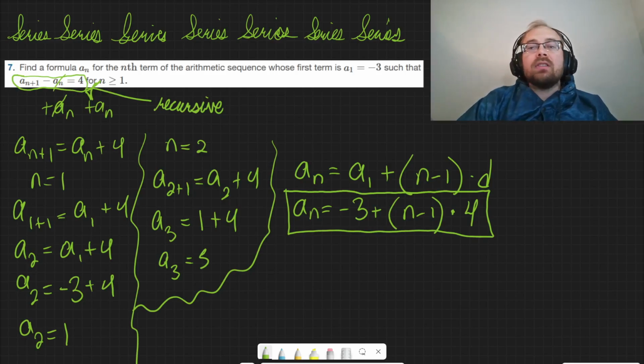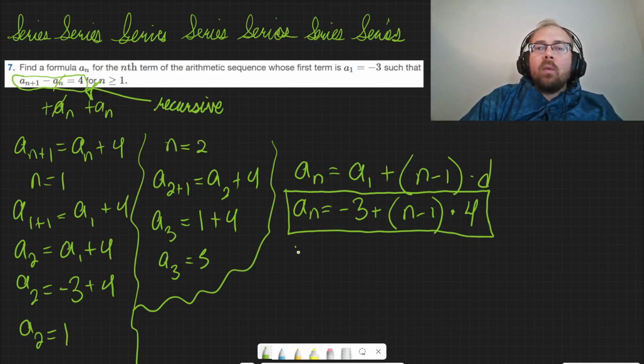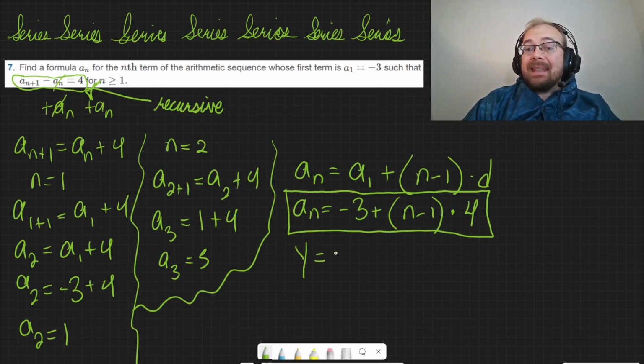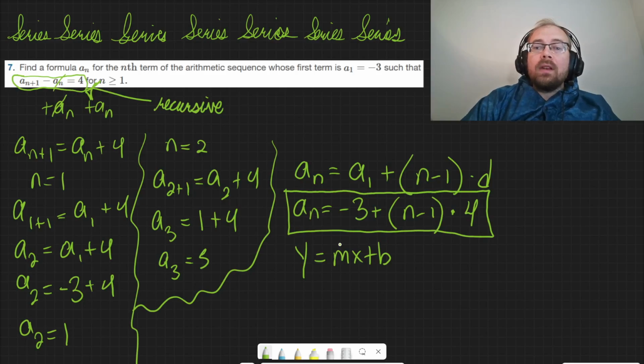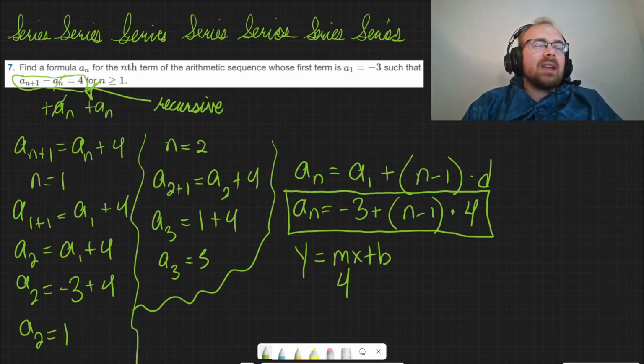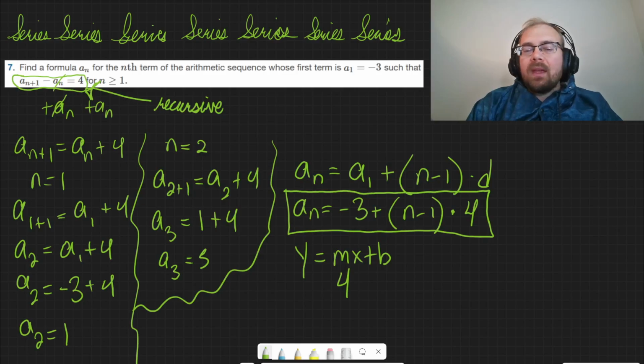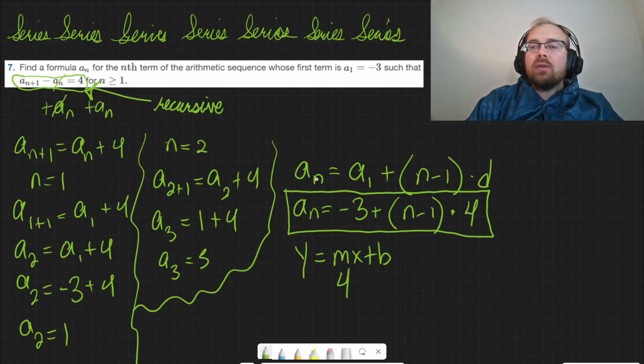Now, let's say you didn't know the formula. Well then, if you know it's arithmetic, you have to know that arithmetic means it's a linear change, so mx plus b. Well, we know the slope is 4 because that's the difference. The difference is the slope. You still have to know some things, but this is the workaround if you don't know that really long explicit formula. So the slope is 4.